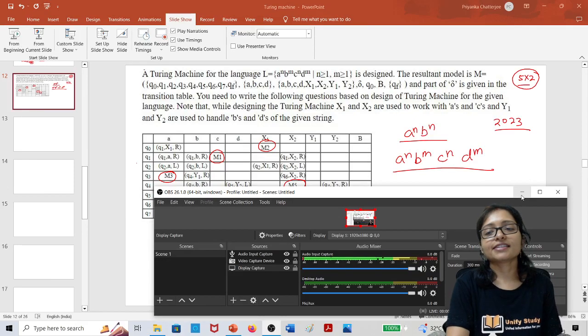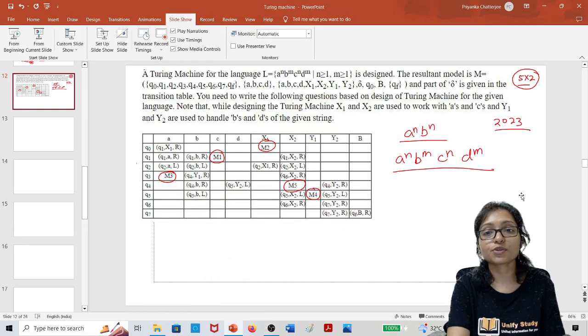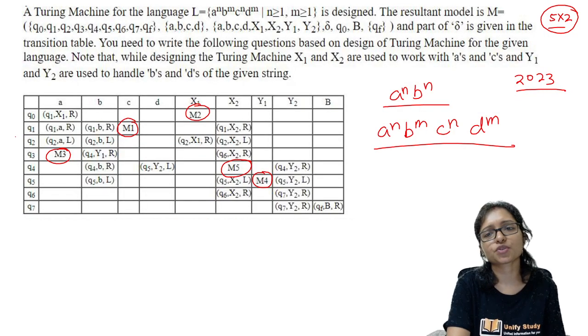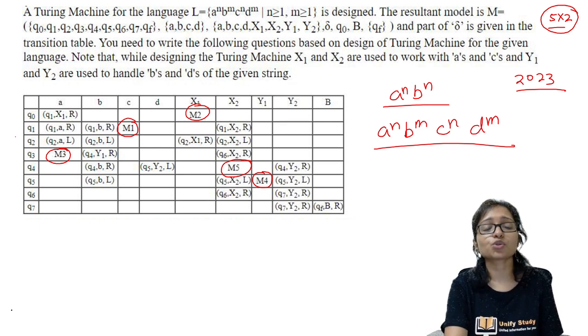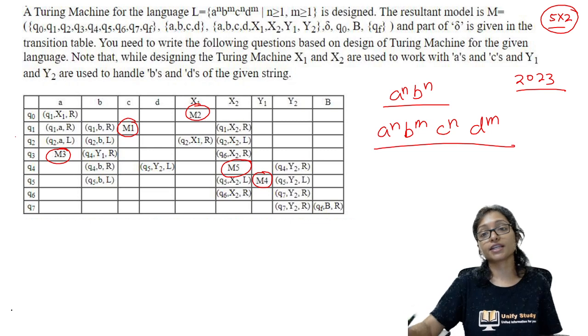Hello everyone, are you getting confused about this Turing machine, how to design this Turing machine a to the power n, b to the power m, c to the power n and d to the power m, and after that how to solve this question? Here you are getting more confused.